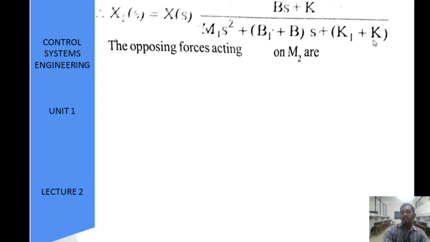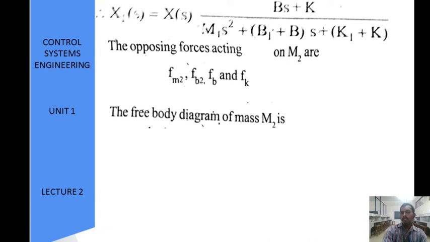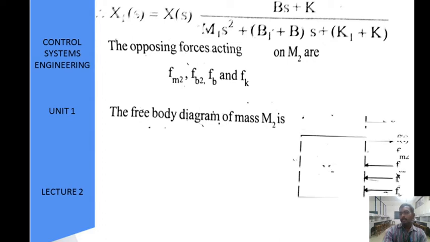So the opposing forces are acting on m2. Now we'll go for m2, with fm2, fb2, fb and fk, and the free body diagram is here.